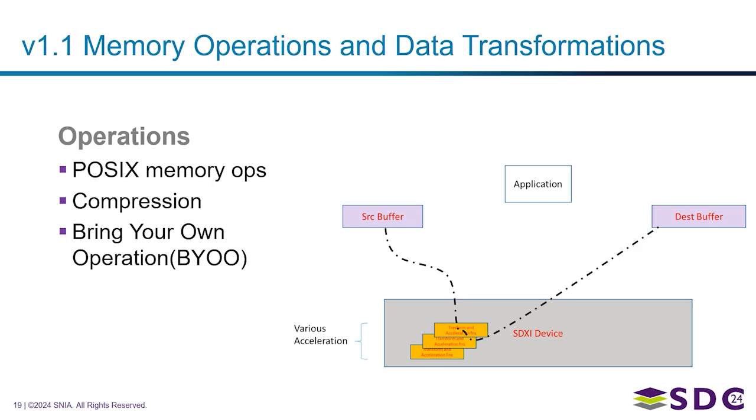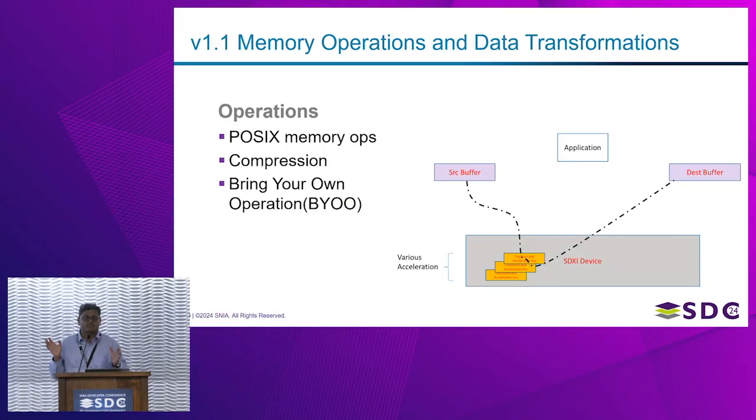I think there was an earlier question on if SDXI works on large amounts of memory. One of the simplest use cases that one of the members is interested in is, I have a virtual machine and I want to fill that virtual machine's memory with zeros. So it's a terabyte of memory and I cannot spend all my CPU cycles just filling it with zeros. That's where this accelerator starts shining for you. Those are the kind of POSIX memory operations that you would want to do when you offload this to an accelerator. Compression is another use case.